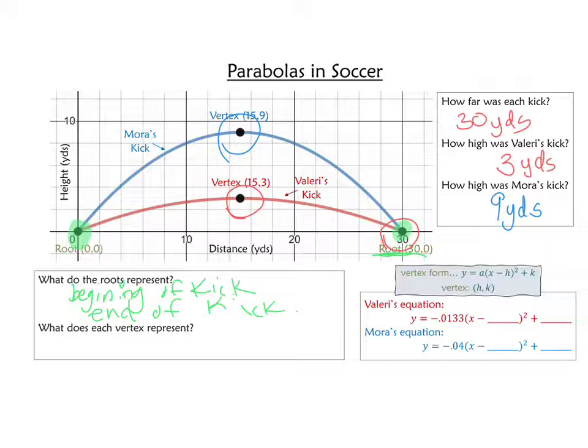Now it says, what does each of these vertex represent? Our vertex, please remember, are right here for Mr. Mora and right here for Mr. Valeri. And if we look at the parabola, it's how high they are, correct? It's also the middle. It's where it changes from going up to going down. So let's just write, how about this, the highest point of each kick.